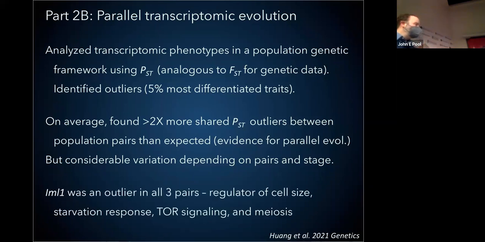To give one notable example, there was one gene that was at least a moderate outlier in all 3 population pairs, this IML1 gene, which has a few intriguing roles. Like a lot of genes, it does more than one thing though, but this could be an interesting target for future studies.